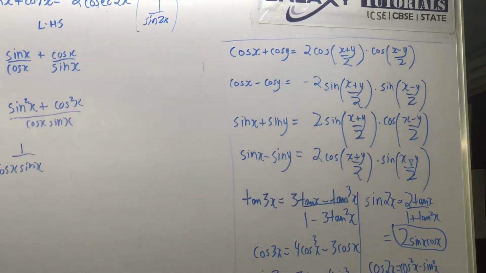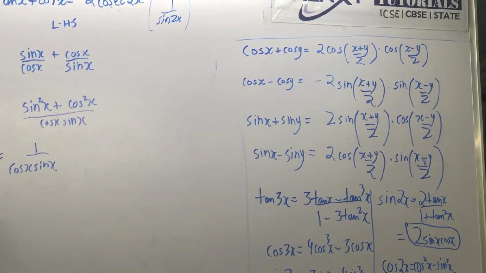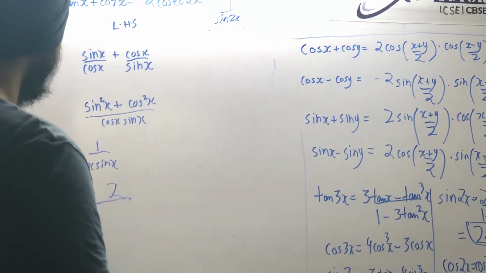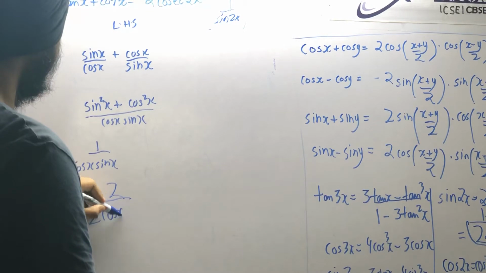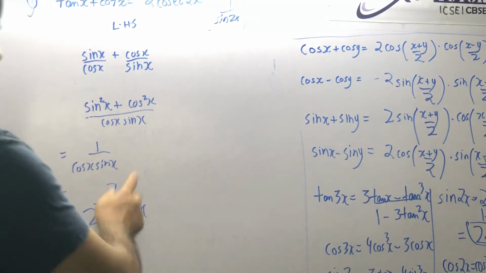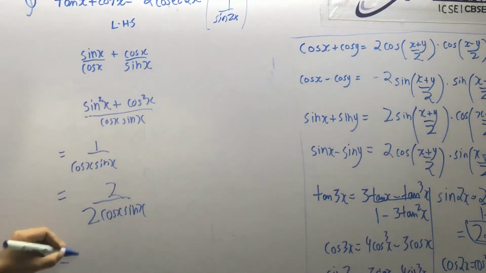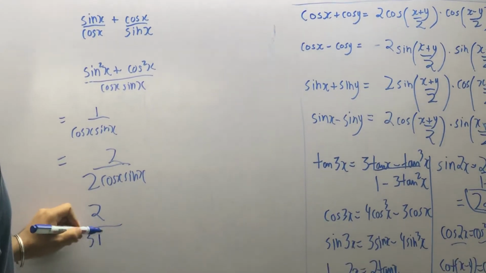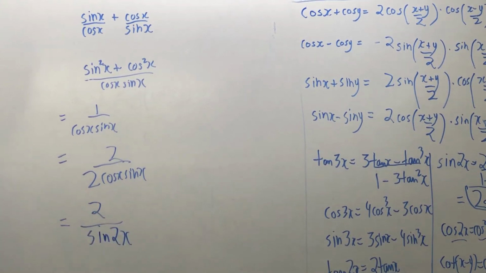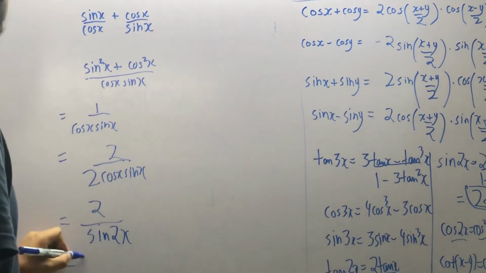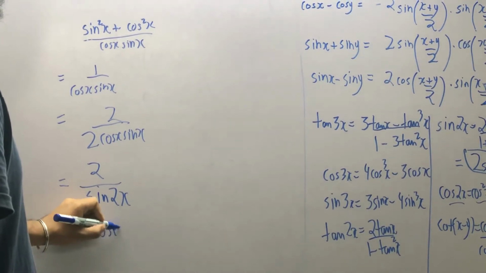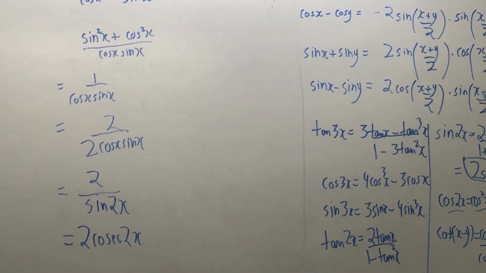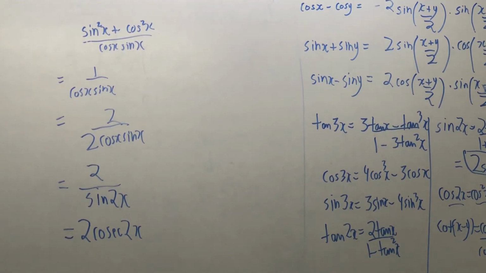But we don't have a 2 here. So how will I bring the 2? I will just multiply numerator and denominator by 2. I can do that, right? Not a problem. So 2 upon 2 cos x sin x is how much? Sin 2x. Okay, and 1 upon sin 2x is cosec 2x, so the answer is 2 cosec 2x. This is your answer.